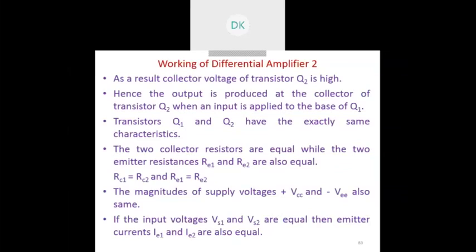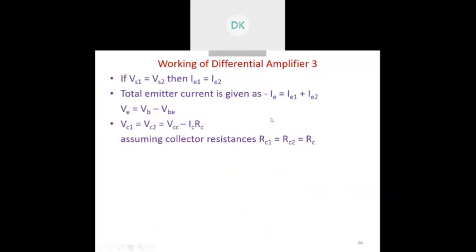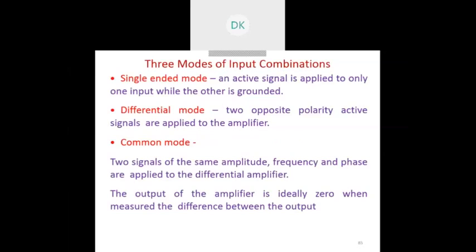Sometimes VS1 and VS2 can be applied both. If the input voltages VS1 and VS2 are equal, then both the emitter currents will be equal. Total emitter current will be IE1 plus IE2. Emitter voltage equals base voltage minus base to emitter voltage, and VC1 equals VC2, that is equal to VCC minus ICRC.